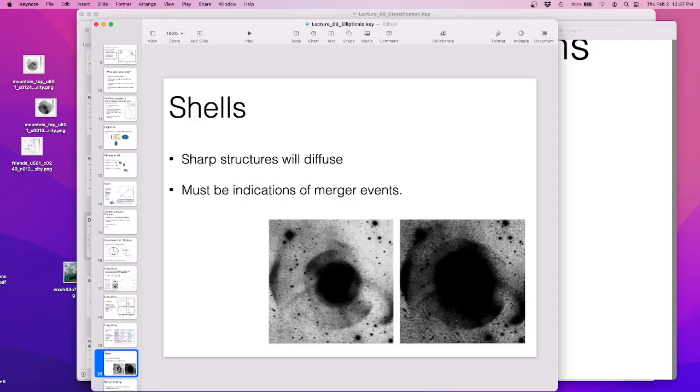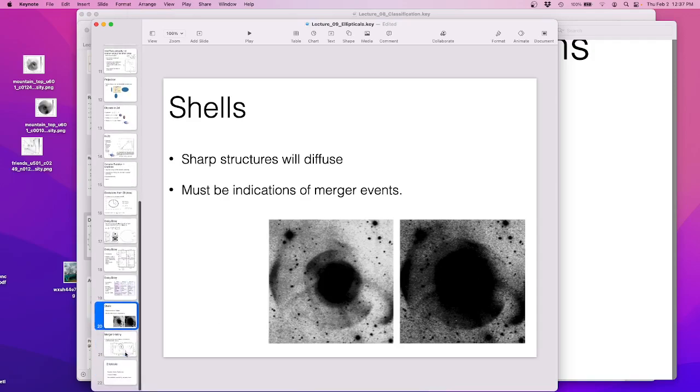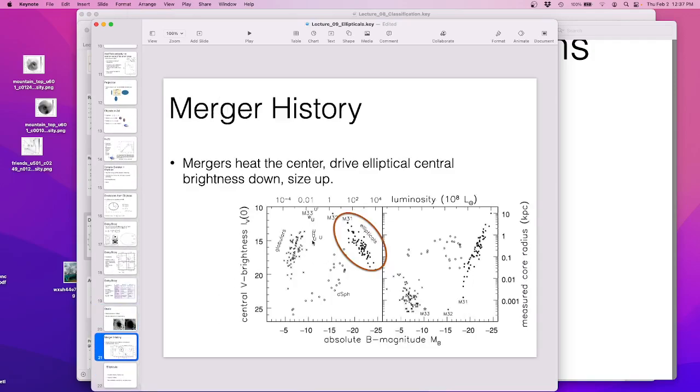But we have lots of indications of shells and shocks around galaxies. And these are indicators of merger events. You can see large magnetic fields in some of these shocked regions. And the fact that the density goes down matters. Okay. Does anybody have any questions about elliptical galaxies? Mostly we talked about Gaussians because an elliptical galaxy looks mostly like a Gaussian.